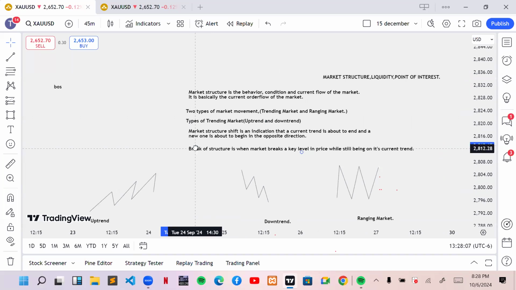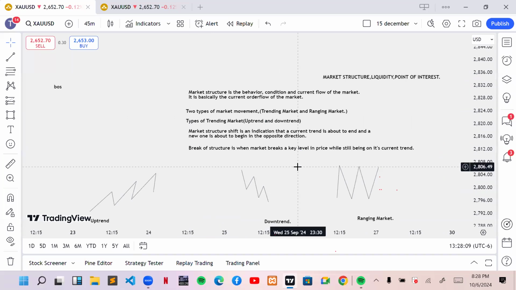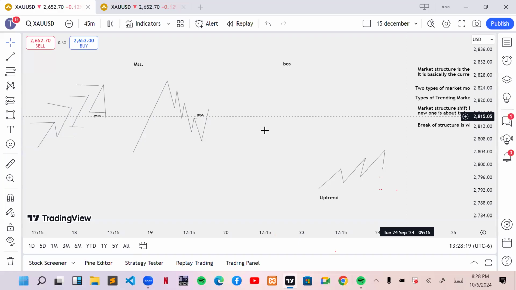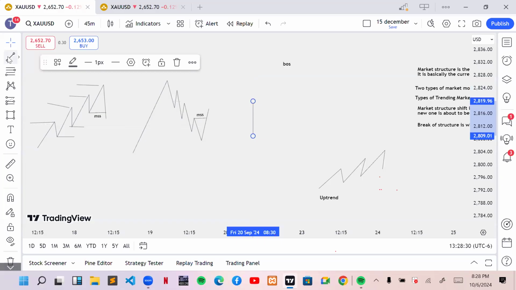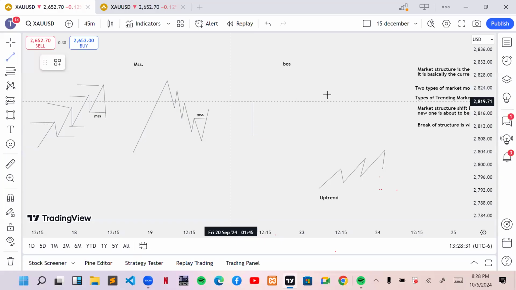So break of structure is when the market breaks a key level in price while still being on its current trend. Now, this key level can either be a support zone or a resistance zone. That is what a key level is. So let me give you a clearer example of what a break of structure is. Let's say this is a resistance level in the market. This is a resistance zone.